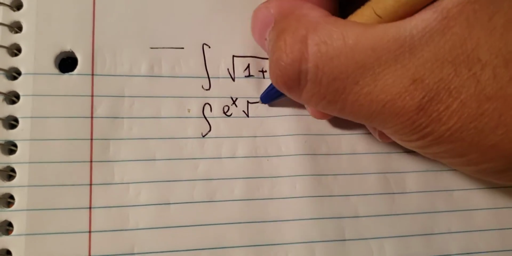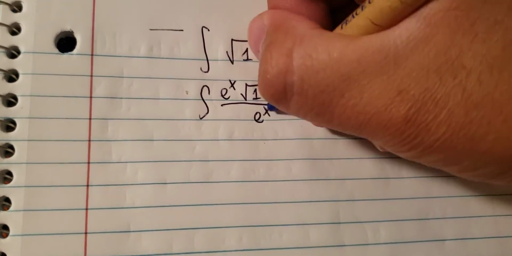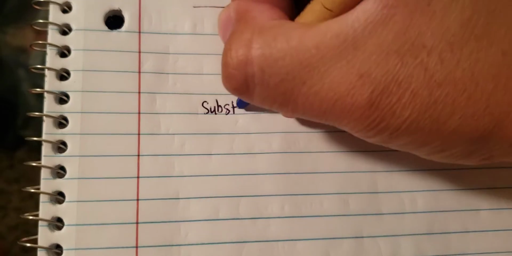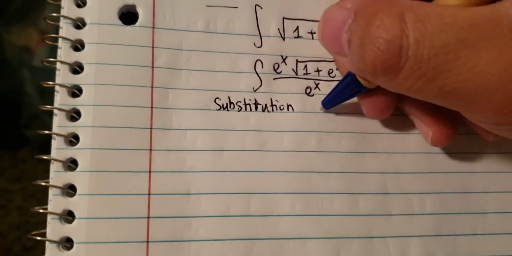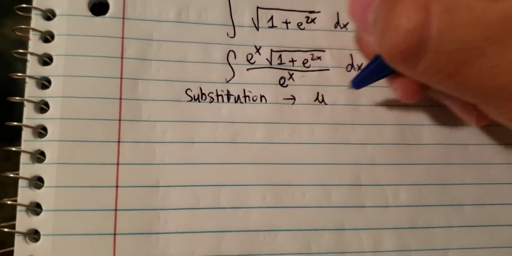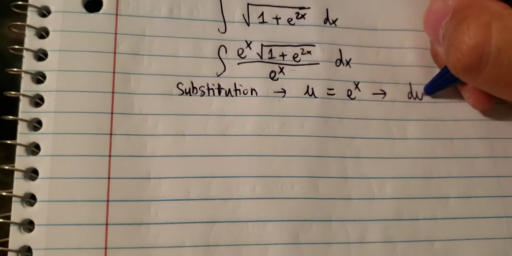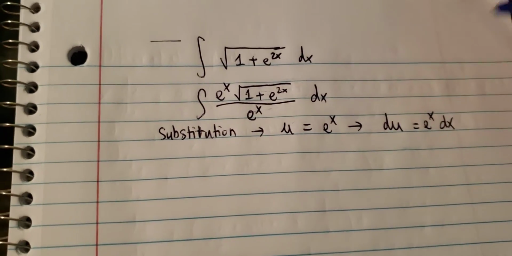We need to multiply by e to the power of s on the numerator and denominator. First, we need to use substitution. So we put u equals e to the power of s, and du you will get e to the power of s ds.